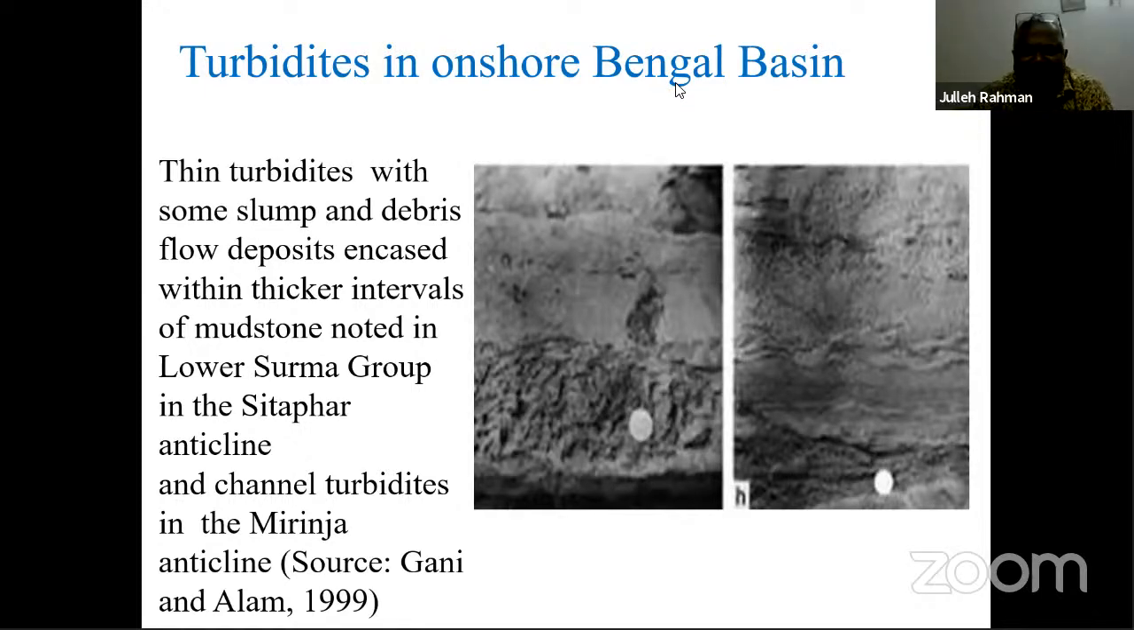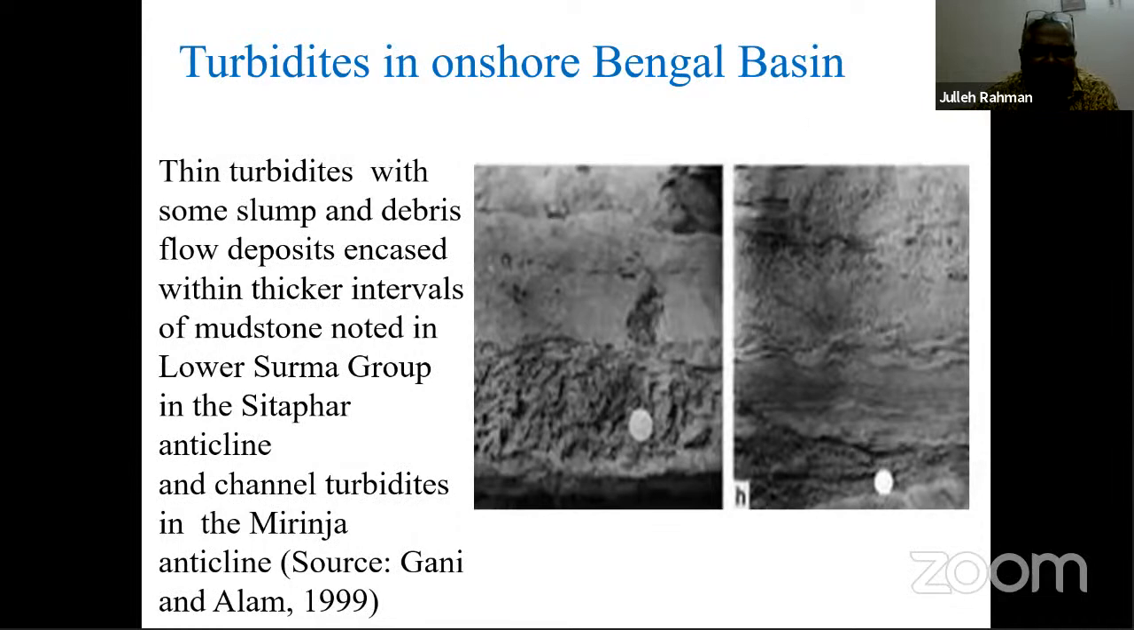I just showed two slides on the turbidite occurrence in the onshore Bengal Basin, particularly in the southeastern part of the Bengal Basin, that is the folded part, particularly in the Sitapur Anticline and Bandarban, Rangamati, as well as in Sitakunda also. There are some limited occurrences of very thin turbidites, with some slump and debris flow deposits, but these are encased within thicker intervals of mudstone. Particularly, this is observed in the lower Surma Group, but thicker turbidites are noted in the Mirinja Anticline. This is onshore turbidites.